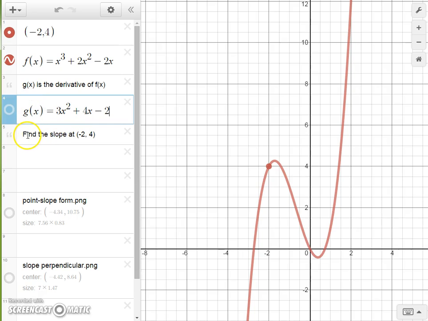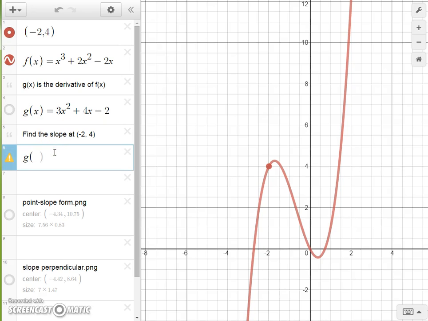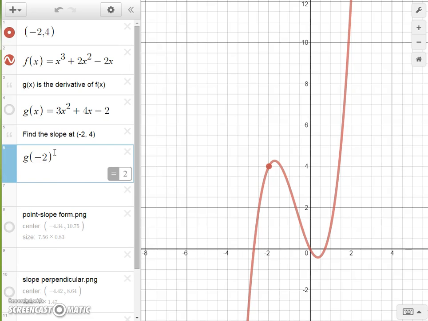Okay, so now let's find what is the slope at -2, 4. So the slope at this point. What we have to do now is to simply find g of -2. Okay, so there you go. My slope when x is -2 is 2. This is by using the function. But if you were to do this manually, this is what you have to do.